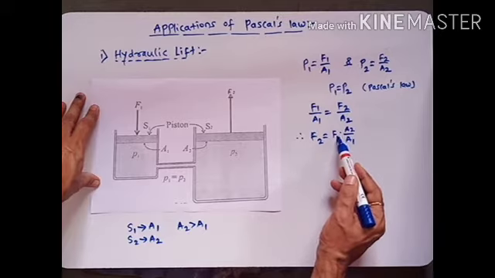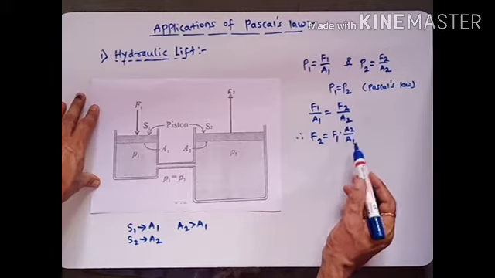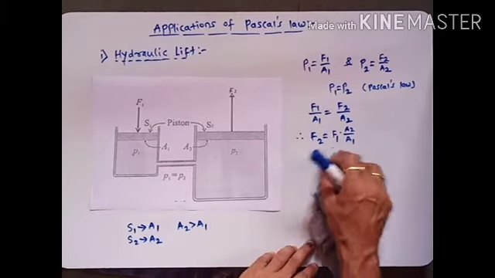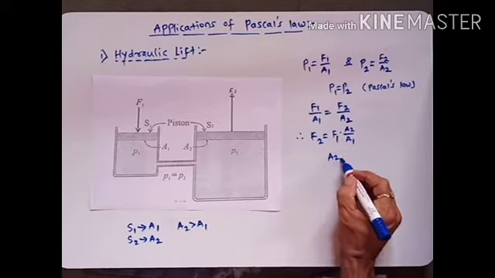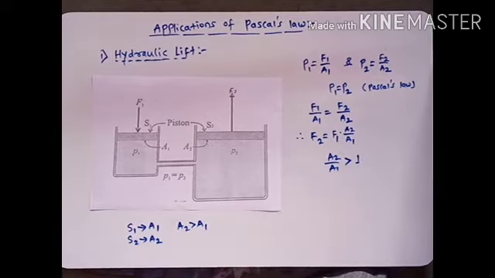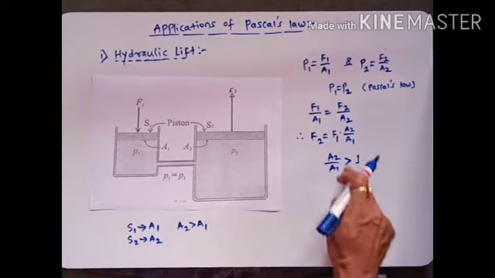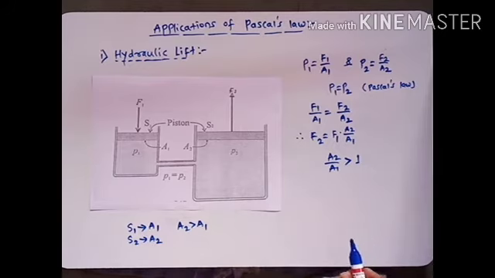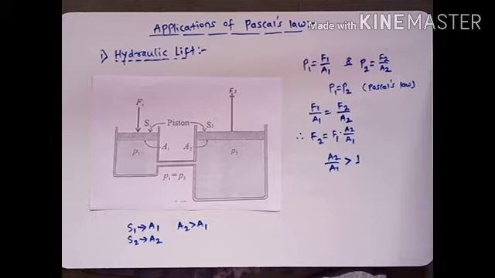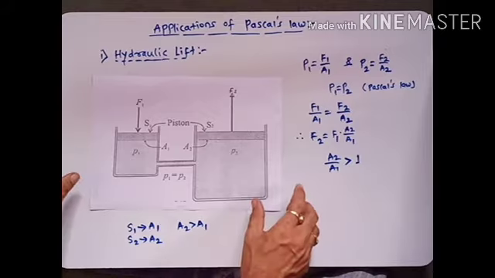Whatever may be the force F1, this ratio A2 upon A1 is greater than 1 because A2 is greater than A1. If we increase this ratio A2 upon A1, then F2 increases, and F2 is much larger than F1, and a heavy load can be placed on S2 and can be lifted up or moved down by applying a small force. This is the construction of the hydraulic lift. I hope you all understand this.